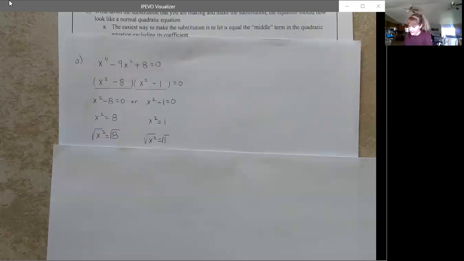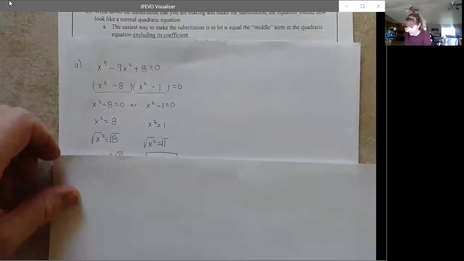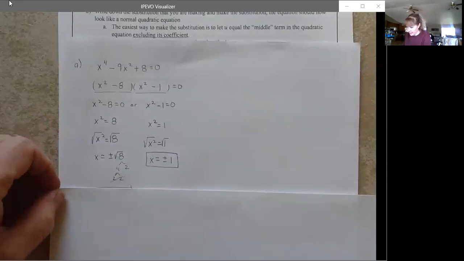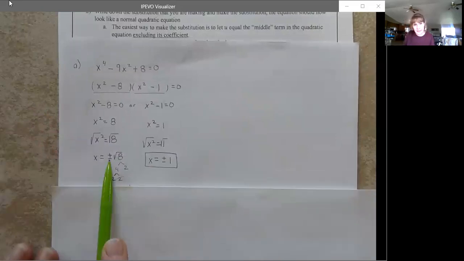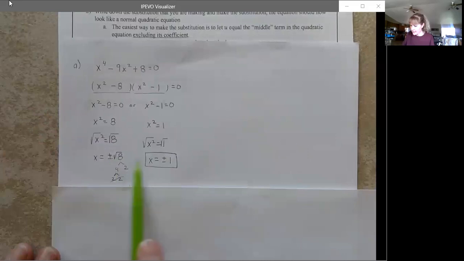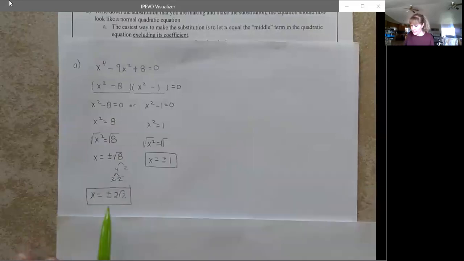And so then the tricky part here is to remember that you'll have plus or minus the square root of 8. X equals plus or minus the square root of 8, and x equals plus or minus the square root of 1, which is 1. So don't forget those plus or minuses. This 8 can be broken down, okay? So always try to remember to do that. And so this 2 comes out in front. I have my plus or minus, because I had a squared, I had 2 answers. So plus or minus 2 square roots of 2 is what we come up with.